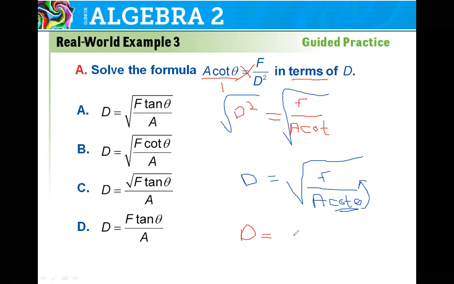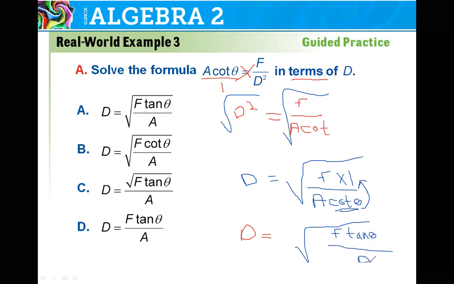So the next step and the last step, pay attention. Here we have F over A cotan, and cotan means 1 over tan. We have here to multiply by 1, so 1 over cotan means tan. So I can remove 1 over cotan and put tan. So the result will be F tan theta over A.